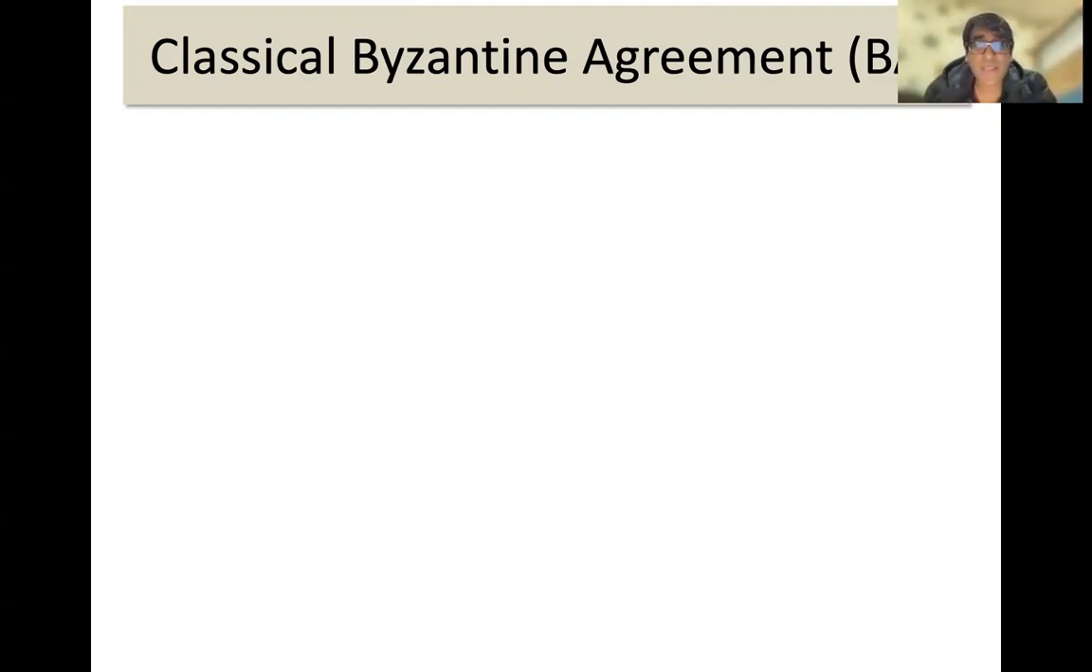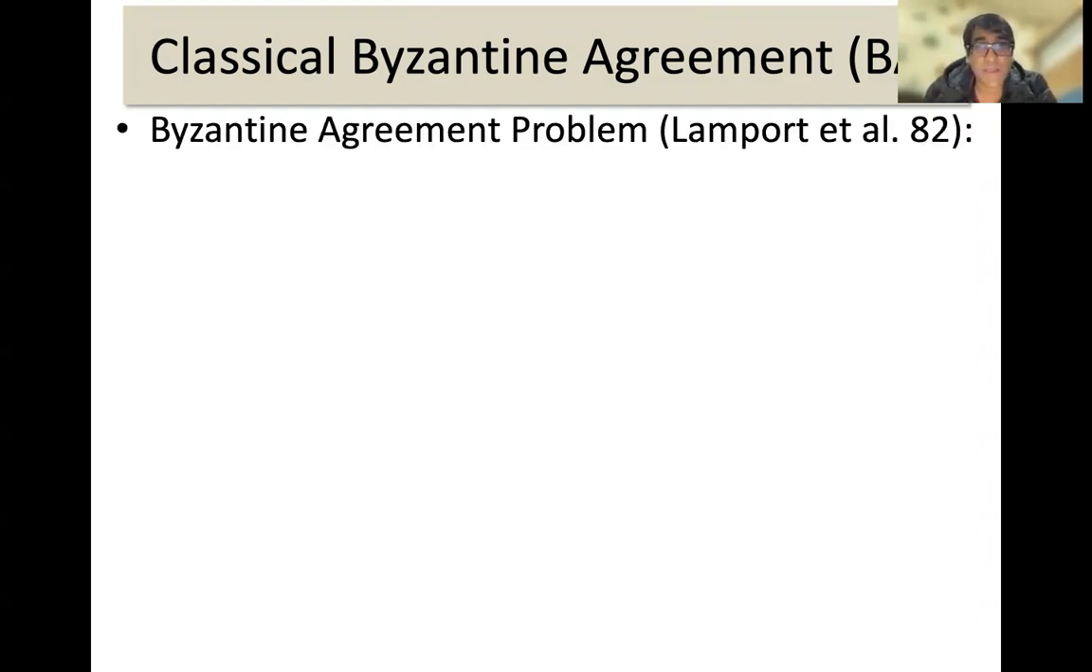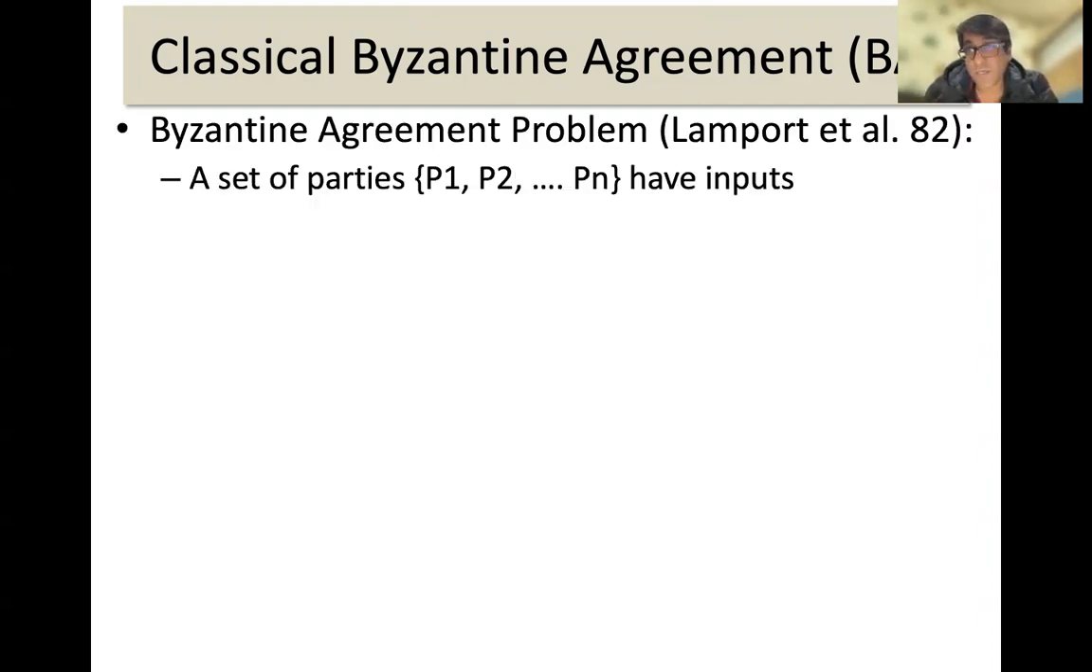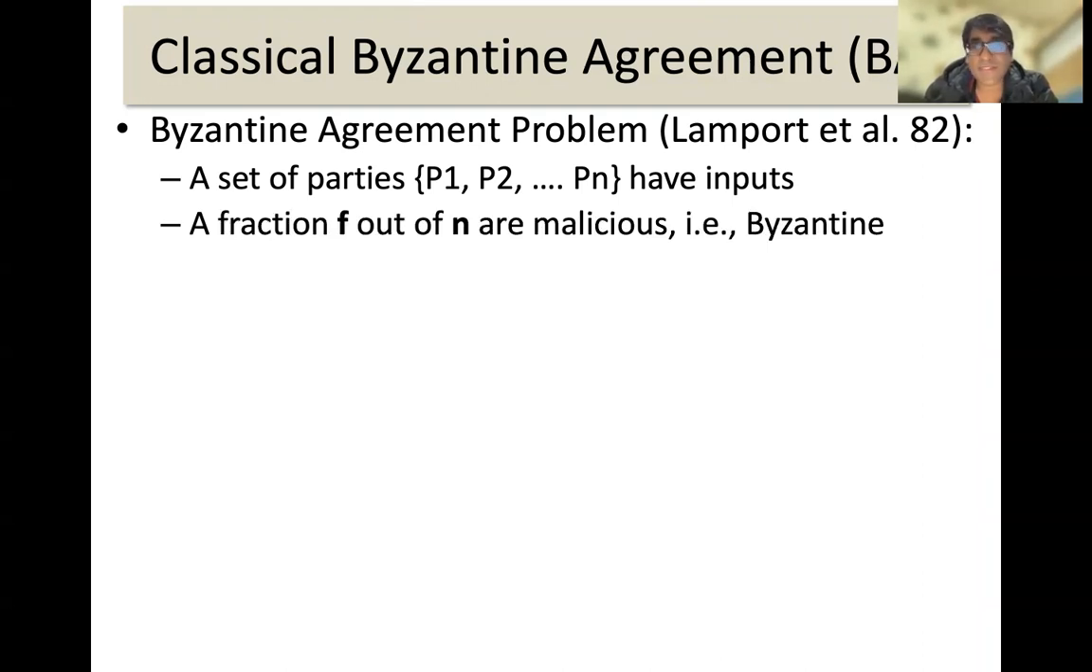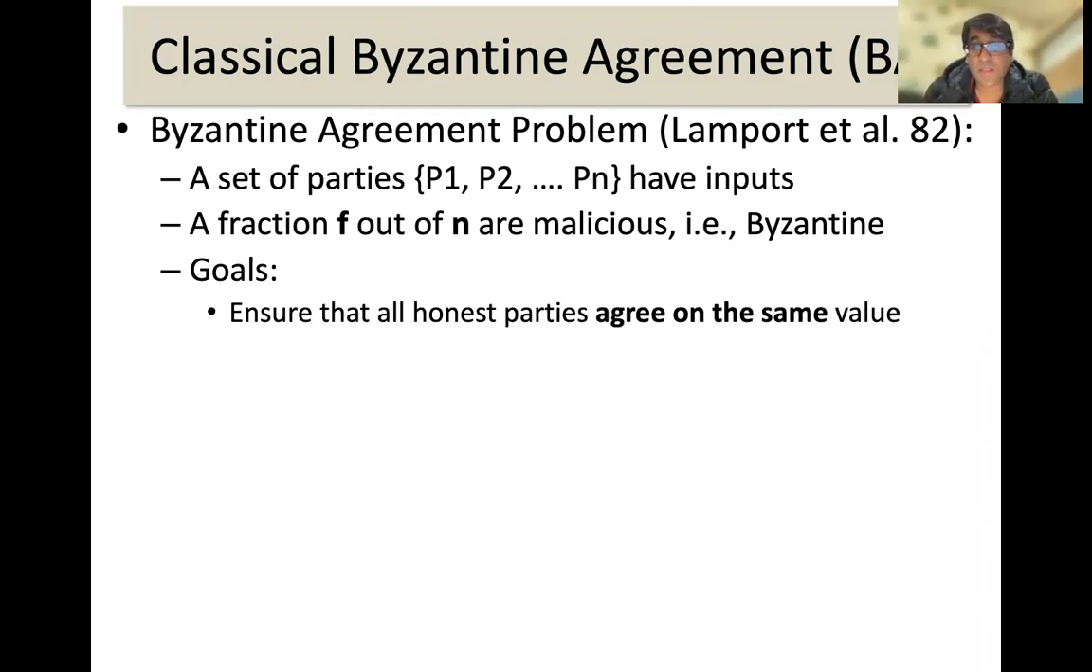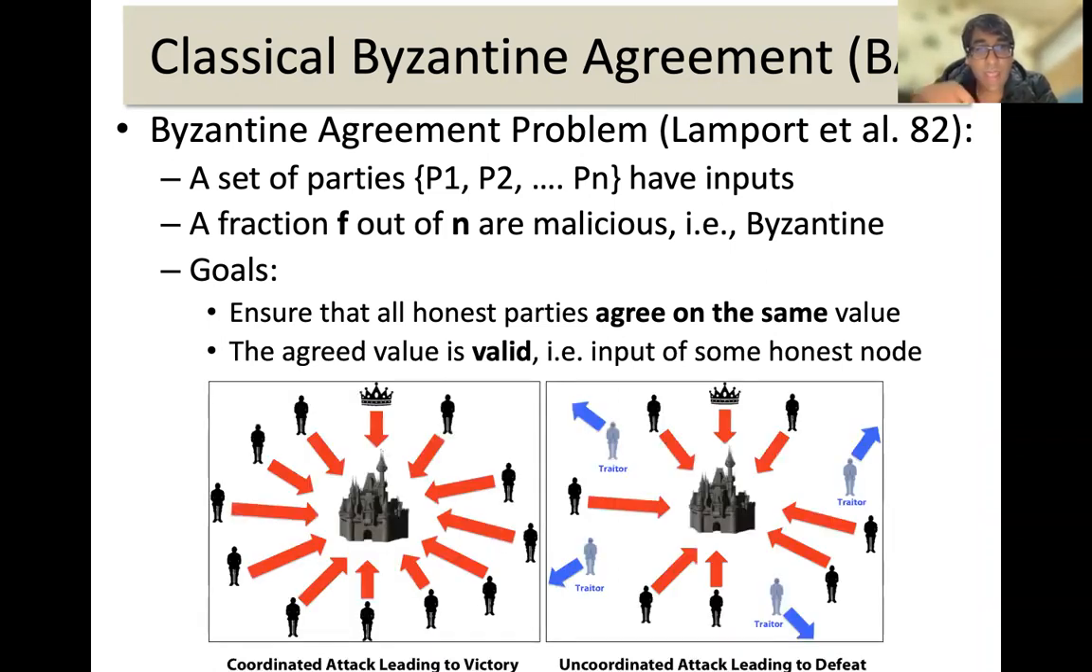This is a classical protocol known for almost 30 to 40 years, and this is what it does. If you have, let's say, n parties, n computers, and let's say f out of those n are malicious, we call them Byzantine, then getting them to agree on the same value is possible. The way you do this is you run this Byzantine consensus or Byzantine agreement protocol.